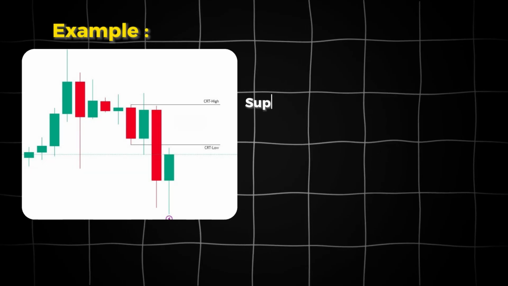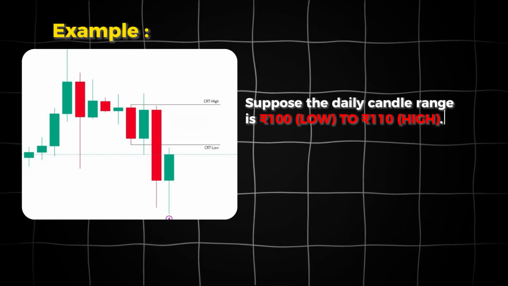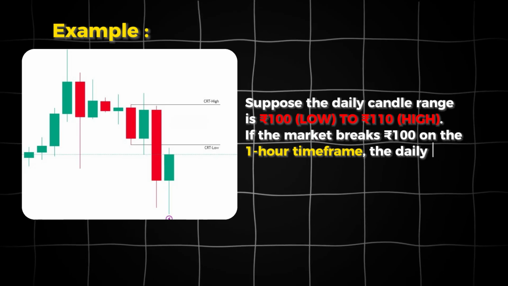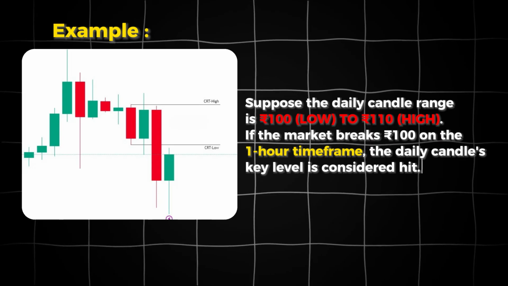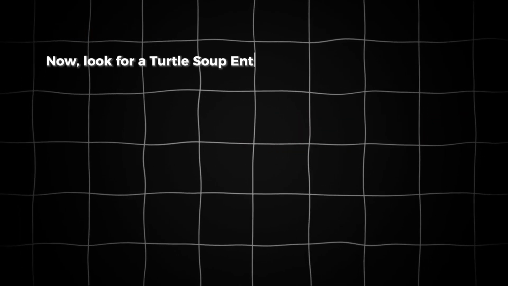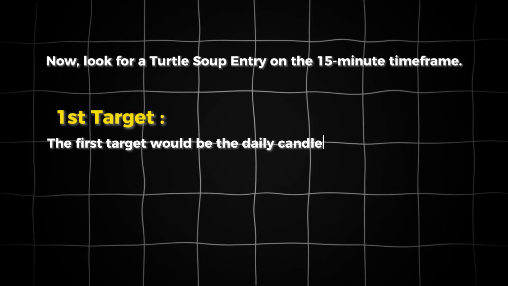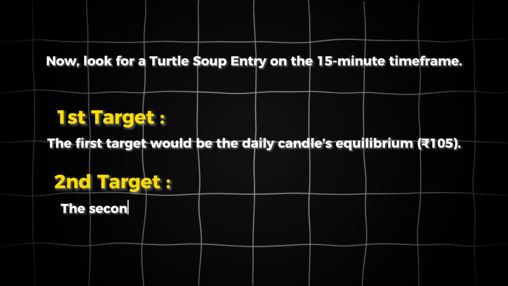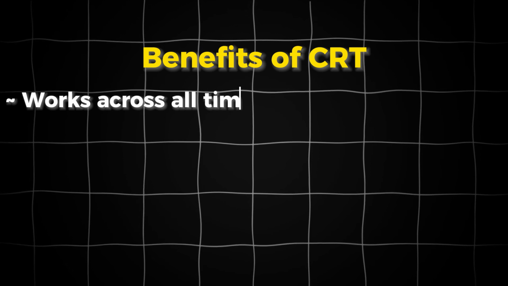Example: suppose the daily candle range is 100 rupees, low, to 110 rupees, high. If the market breaks 100 rupees on the 1-hour time frame, the daily candle's key level is considered hit. Now, look for a turtle soup entry on the 15-minute time frame. The first target would be the daily candle's equilibrium, 105 rupees, and the second target would be the daily candle's high, 110 rupees.